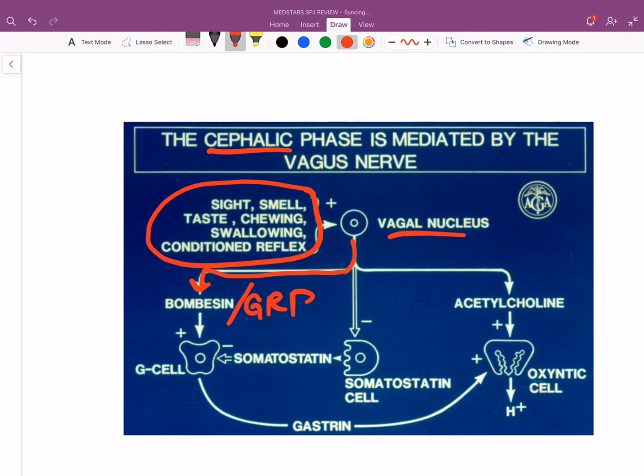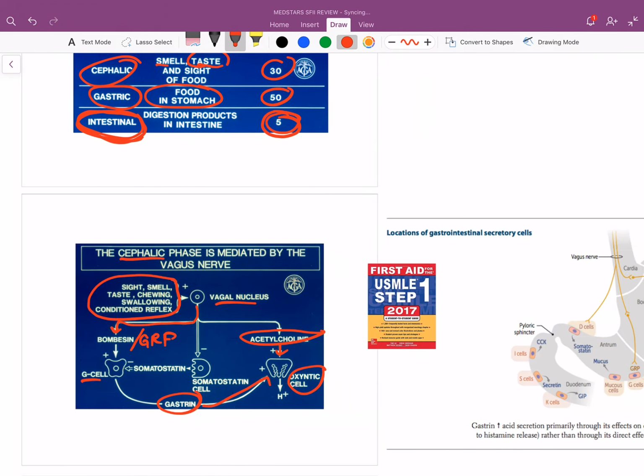It's just the old way of naming it. Before they called it GRP, they used to call it bombesin. GRP stands for gastrin-releasing peptide. Gastrin-releasing peptide is going to act on the G cell to secrete gastrin, and then the gastrin is going to act on the parietal cell. And also it's going to secrete acetylcholine, and we know acetylcholine is also going to act on the parietal cell.